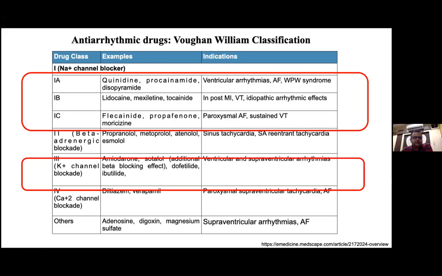Then the class 2 are the beta blockers. Then class 3 are the amiodarone, sotalol, dofetilide, ibutilide. Then the class 4 are the diltiazem and the verapamil, especially these calcium channel blockers. Then there are certain other agents like adenosine, digoxin, and magnesium sulfate. Basically, magnesium is often given in patients with polymorphic VT. Then the adenosine is often given with supraventricular arrhythmias.